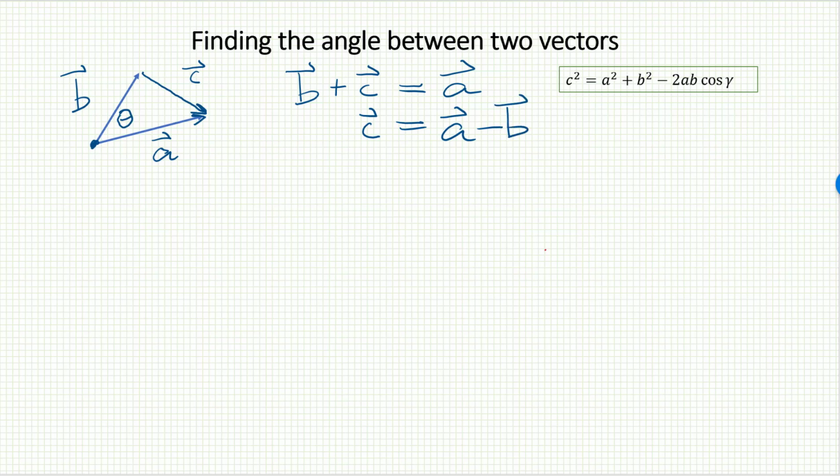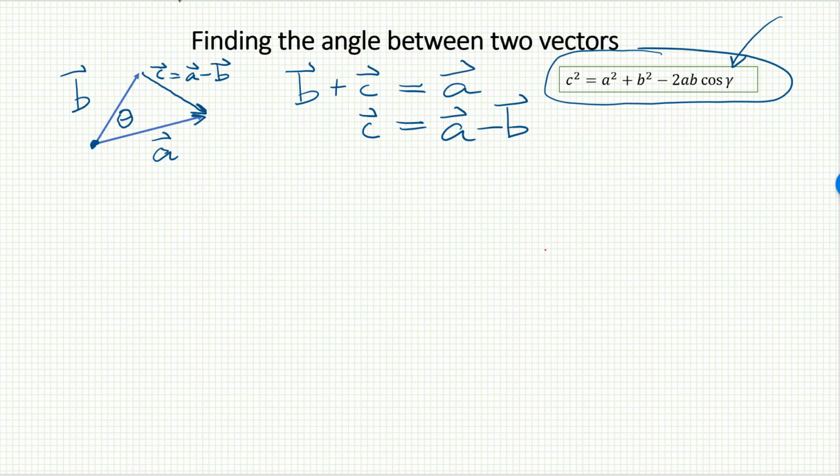minus vector B. Well, notice in this picture I have a triangle, an oblique triangle, which means the law of sines and the law of cosines apply here. I'm going to write a law of cosines statement for this picture. I'll use a, b, and c to represent the lengths of those three vectors. And in this equation, angle gamma is the angle opposite side c, which in my picture is theta.